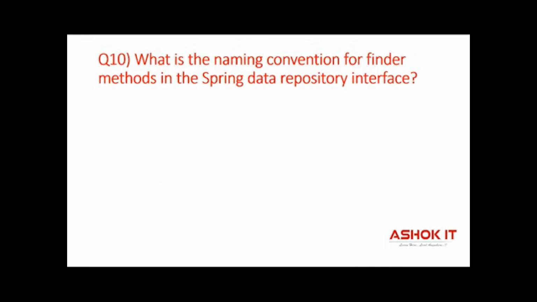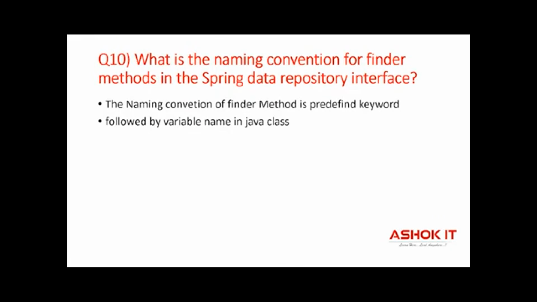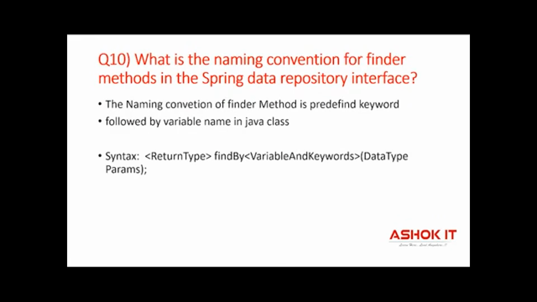Question number 10. What is the naming convention for finder methods in the Spring Data repository interface? Here we can also call them finder methods or findBy methods. We can define even our custom methods by using the finder mechanism or findBy mechanism. That follows the variable names in the Java class. We have to take the entity variable name as it is. The syntax looks like return type, findBy, with F lowercase and only B uppercase, you see, variable name and keywords. Then you have to pass the parameters, that includes the data type here. Example, you can see findByLastName.